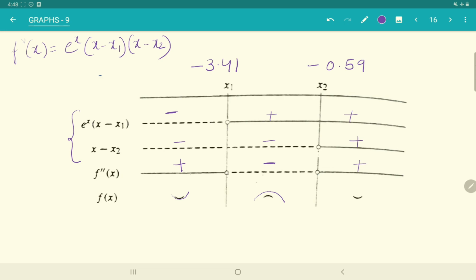Also at x2 we see that f double prime x changes sign at x equal to x2 also. Since it goes from negative to positive, that means the function changes from being concave to being convex. It's concave here and convex here, and that's exactly what we see. So if I want to find the possible inflection points, they are x1 and x2, wherein x1 is approximately equal to minus 3.41, x2 is approximately equal to minus 0.59.